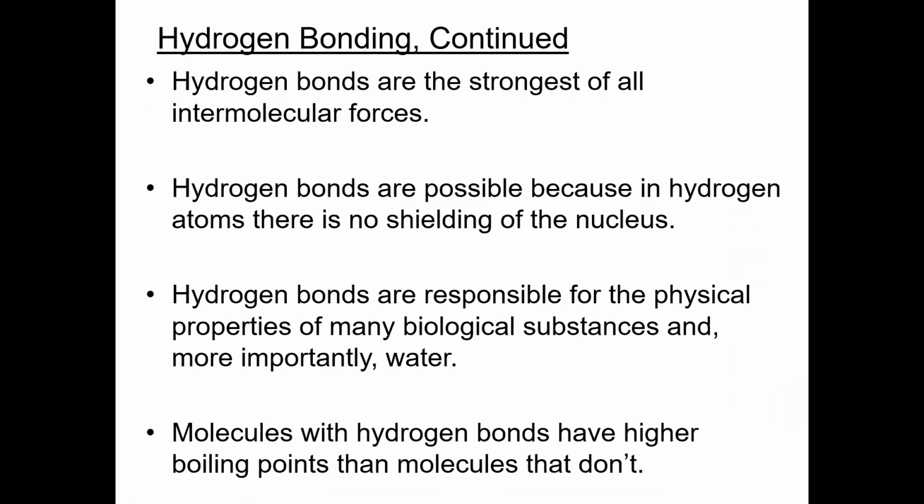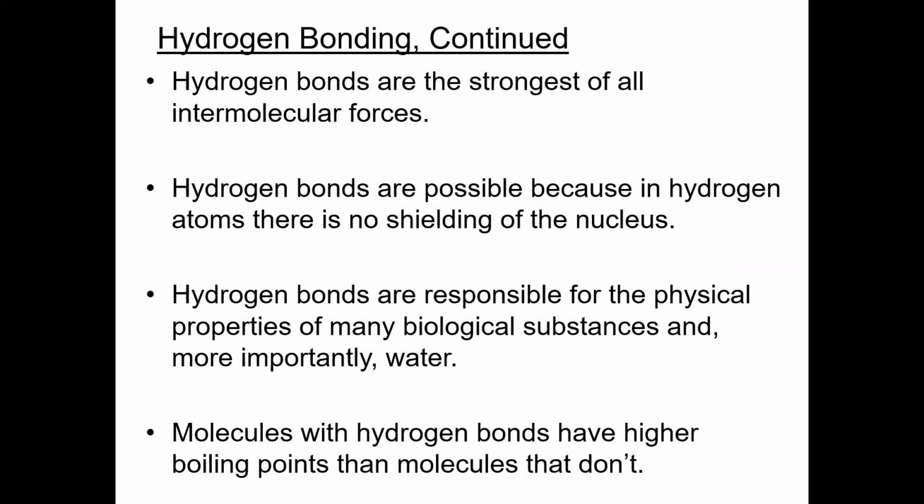Hydrogen bonds are possible because in hydrogen atoms, there's no shielding of the nucleus. Because you have just one electron, which is the first shell in hydrogen, there's no shielding of the nucleus. So hydrogen bonds are responsible for the physical properties of many biological substances, and especially water. Molecules with hydrogen bonds have higher boiling points than molecules that don't.